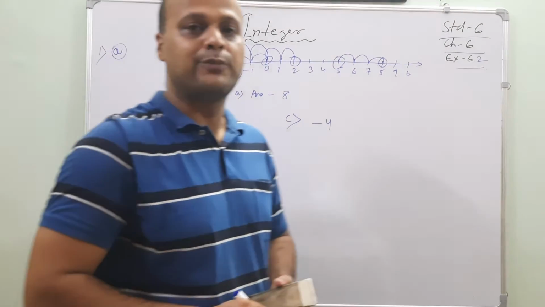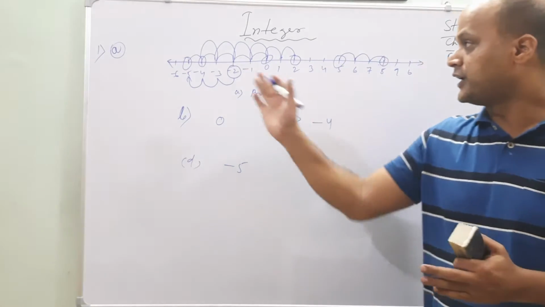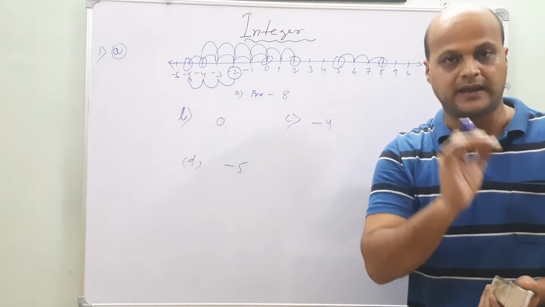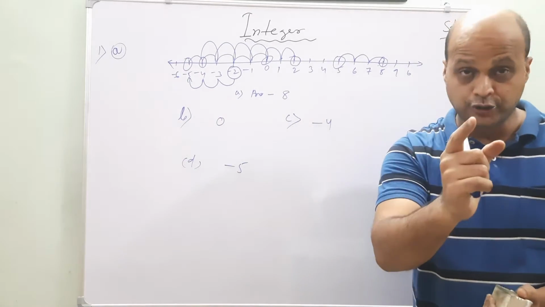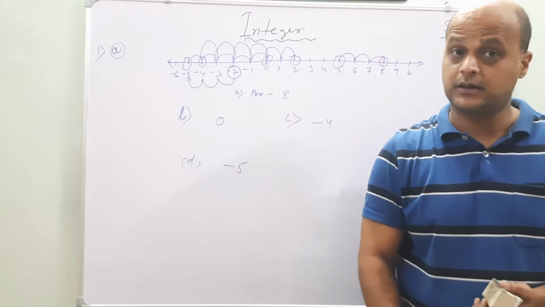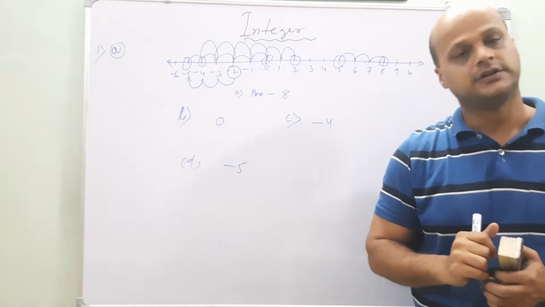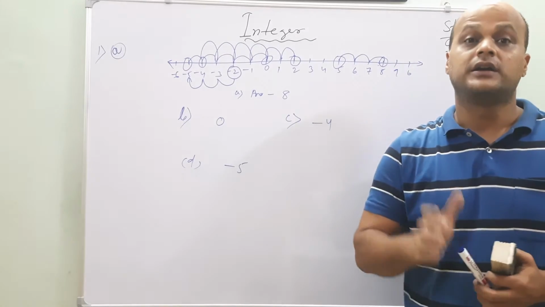Like this, you have to justify your answer by using the number line. Understood, my dear friends? Again I told you, for each question you have to draw a separate number line so that it looks very clear. Understood? Okay. Let's go to the next one.